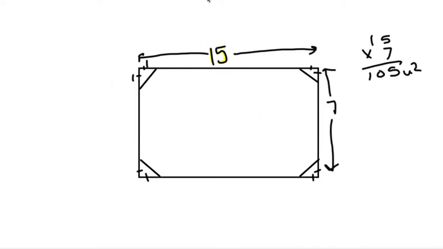So how much is one of these corners? Remember, this is 1, and this is a triangle. So the area of a triangle is 1/2 of the base times the height. So I'm going to trace this triangle. Then I'm going to grab it and drag it over here, and we're going to spin it.